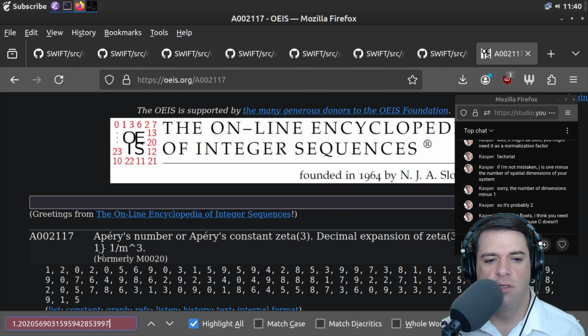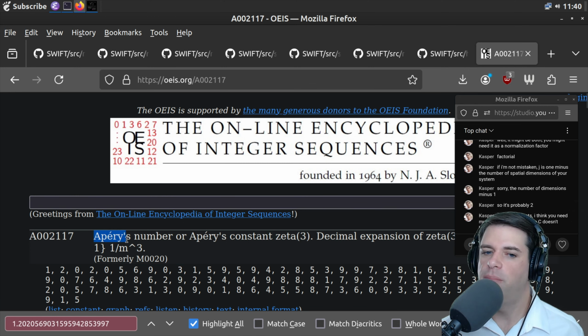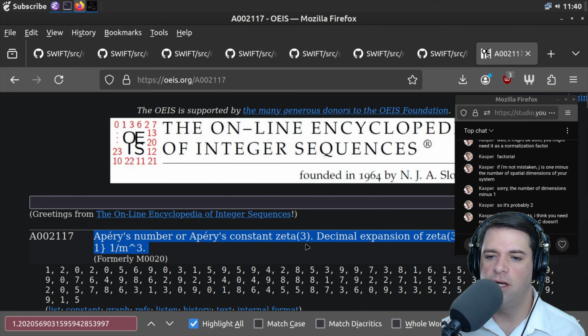So this has the sequence 1, 2, 0, 2, 0, 5. Can we spot check this in any way? I guess not. 69031. Let's check that. 69031. This seems to be the sequence. Apéry's number, constant zeta of 3, decimal expansion. Yep. Looks good. And we've got comments.